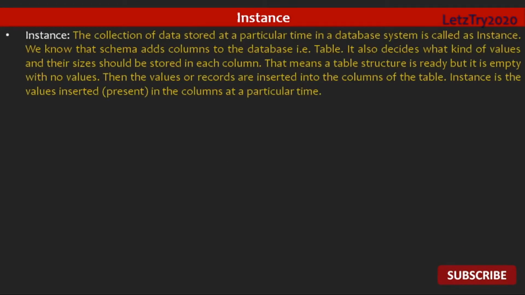The collection of data stored at a particular time in a database system is called an instance. We know that schema adds columns to the database, that is, a table. It also decides what kind of values and their sizes should be stored in each column. That means a table structure is ready but it is empty with no values. Then the values or records are inserted into the columns of the table. Instance is the values inserted or present in the columns at a particular time.